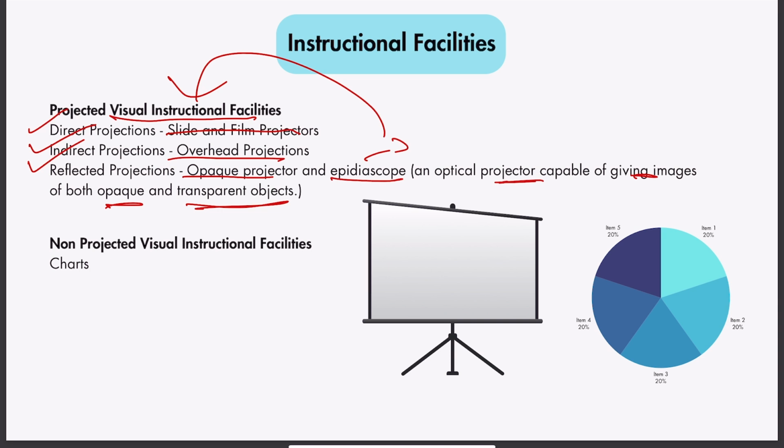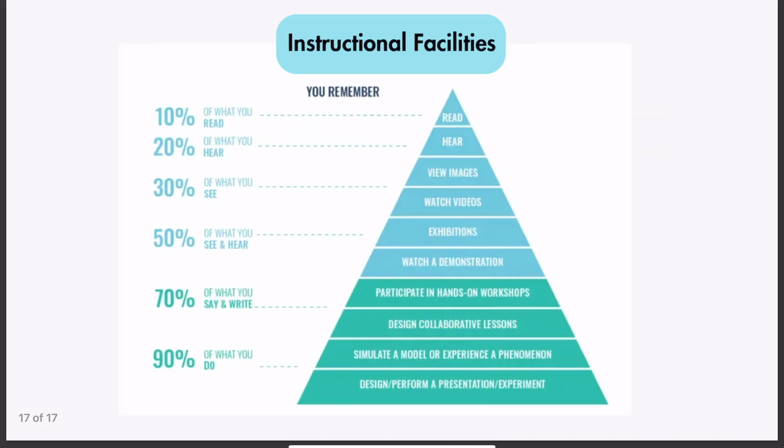Non-projected visual instructional facilities would be charts, and there are different types of charts that you have to remember, which I've added in the notes. It's quite basic, just facts, so you can just go through the notes. All right, and the final topic under instructional facilities is Dale's cone of experience.